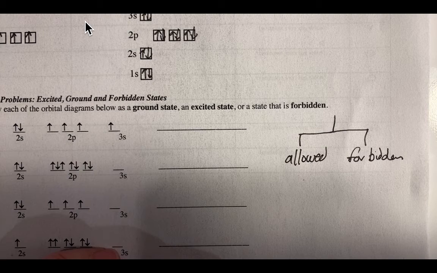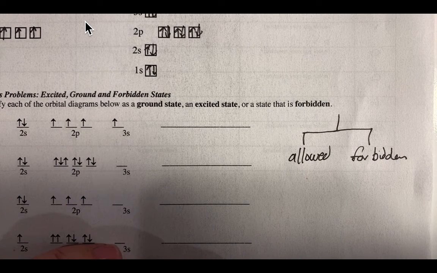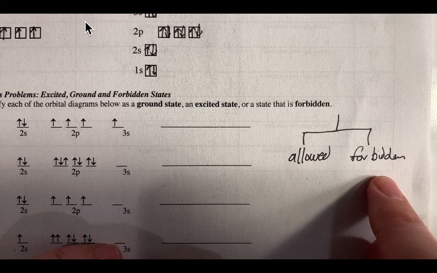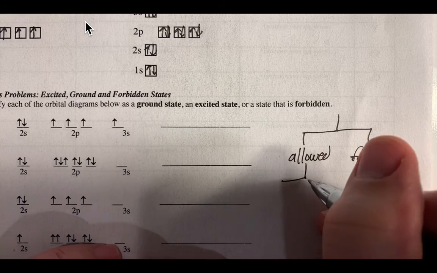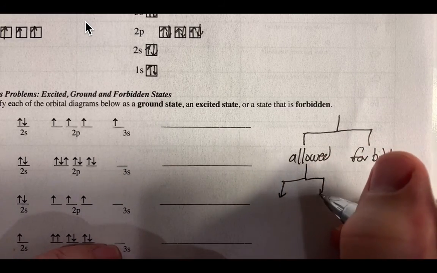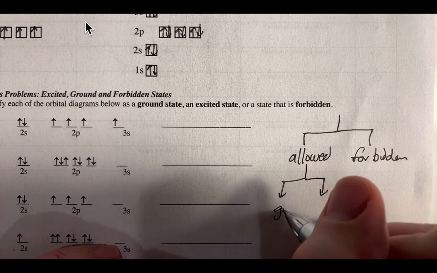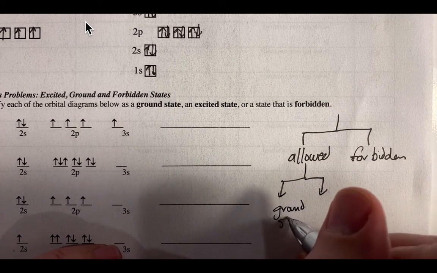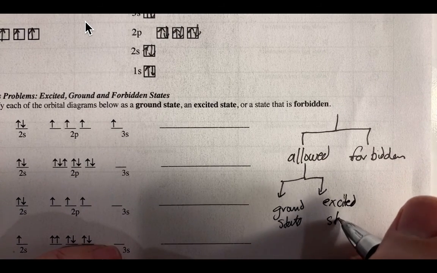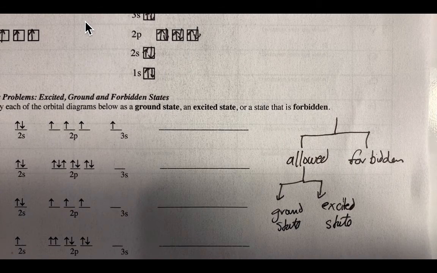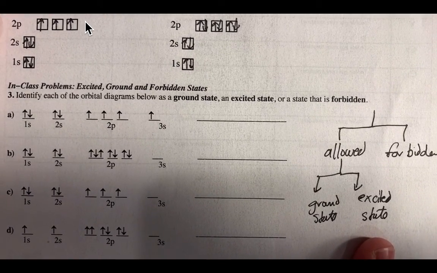Okay, so out of all possible types of orbital diagrams, they are either going to be allowed or forbidden. And if it's forbidden, it's not worth saying anything else about it because that's not anything that exists. But if it's allowed, there's going to be 2 different kinds that we can have: a ground state and an excited state. This ground state is going to have all the electrons in the lowest energy configuration, and then the excited state will have 1 or more electrons not in the lowest configuration.